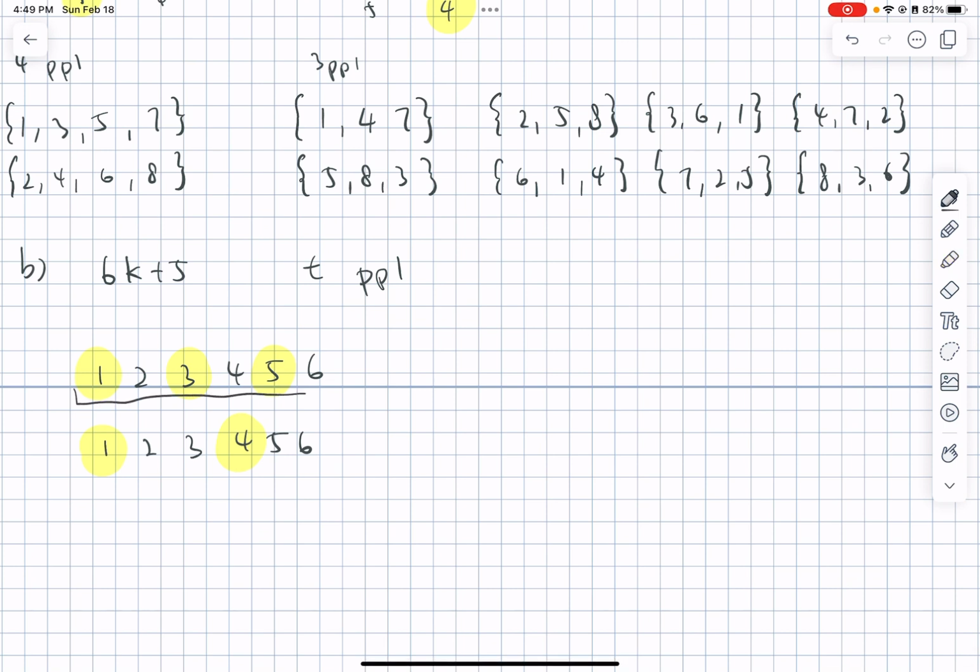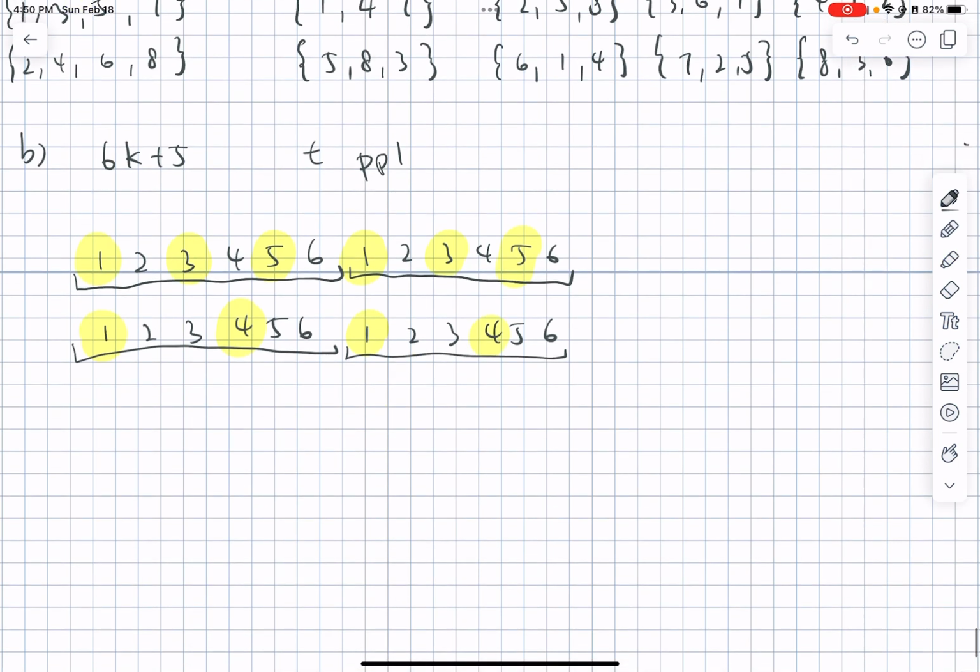So this is a section of 6 people. And then again, we can just keep duplicating these sections. So 1, 2, 3, 4, 5, 6. Again, if we want them to be densely seated, then it's going to be 1, 3, and 5 again. If we want them sparsely seated, it's just going to be 1 and 4 again.